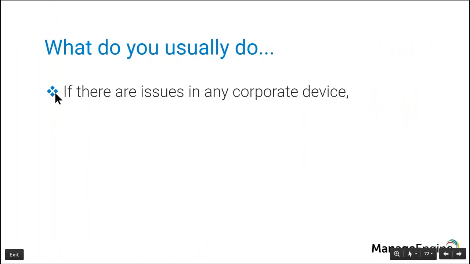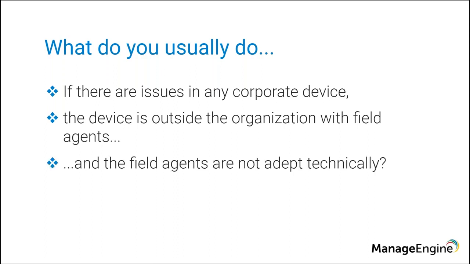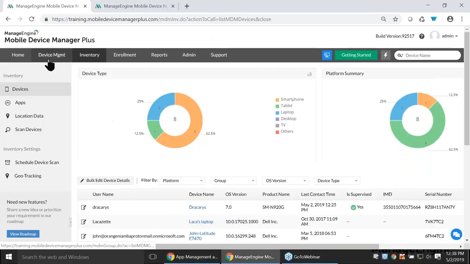So we have discussed how you can lock down a device and how you can track the device as well. But what if there are some issues with your corporate device? So the device is outside of the organization with the field agents like the truck drivers, and the field agents or the truck drivers would not be technically adept with what is provided in the device itself. And also we would have to take into consideration that the device is locked in kiosk mode, so they cannot do much on the device itself. So this is where we bring in our remote control feature.